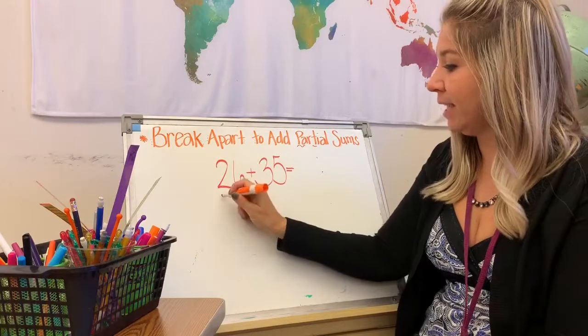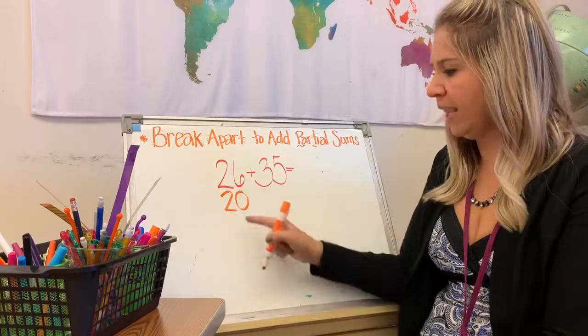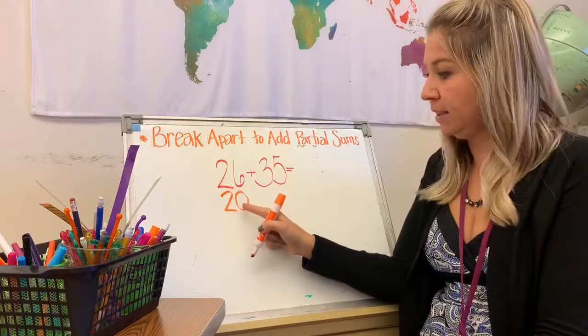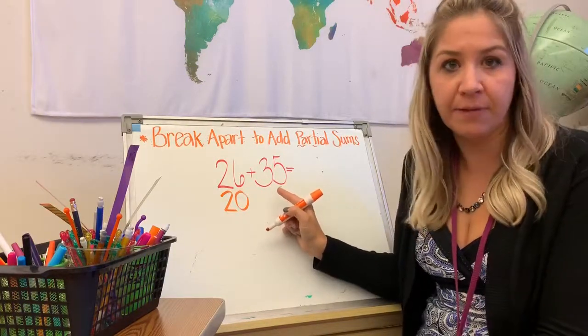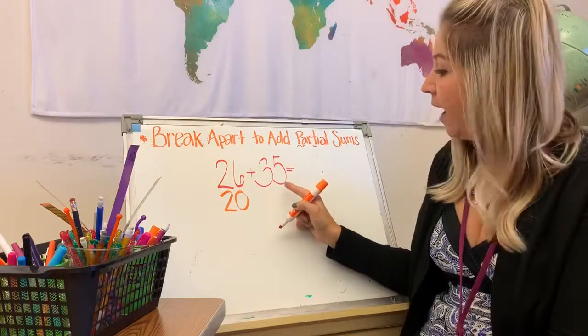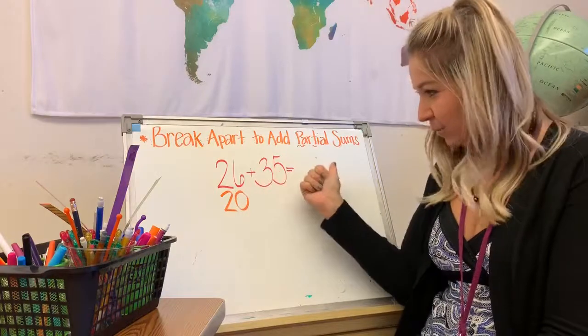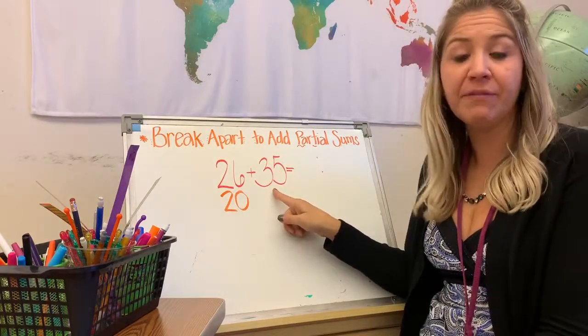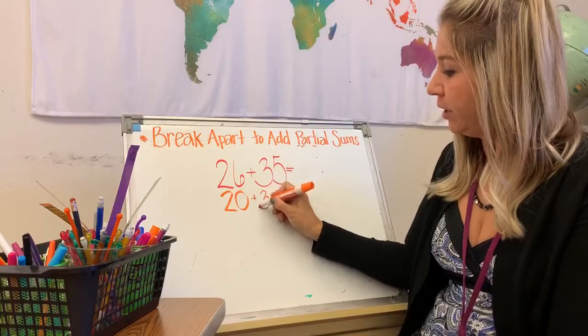So 26 has 2 10s. I know that 2 10s is 20. I'm going to write it right here underneath the 26. I'm going to do that same thing for my other add-in, 35. I know 35 can be broken apart into 10s and 1s. 35 has 3 10s, and the value of 3 10s is 30.